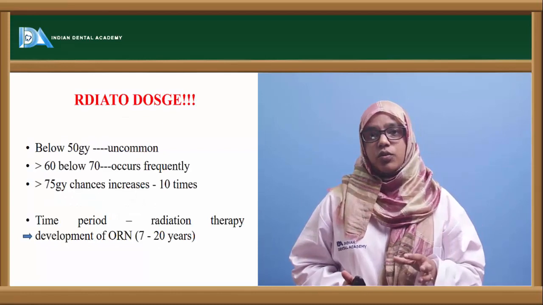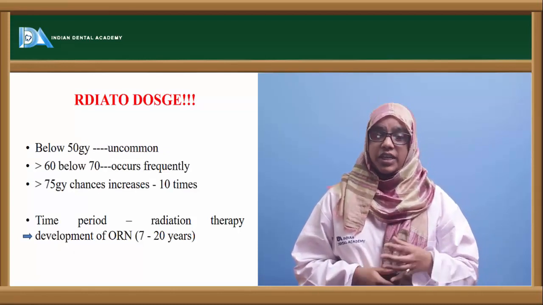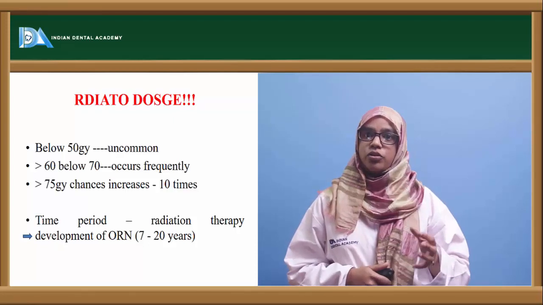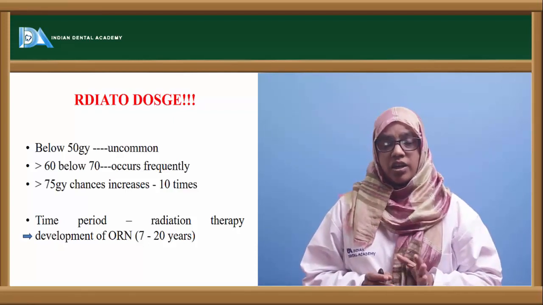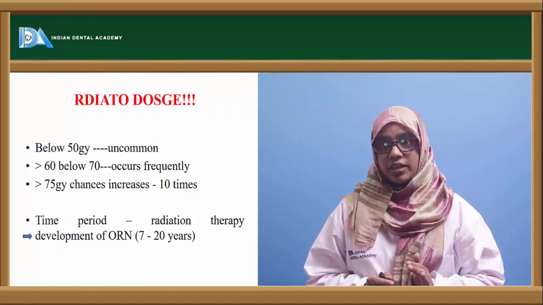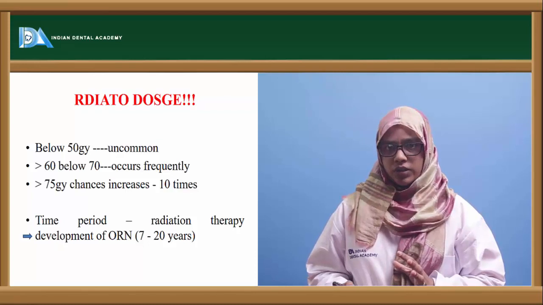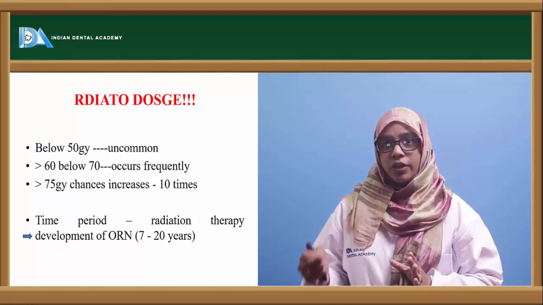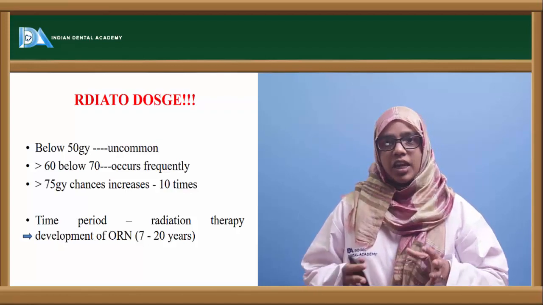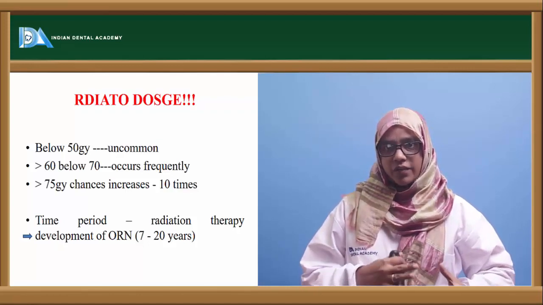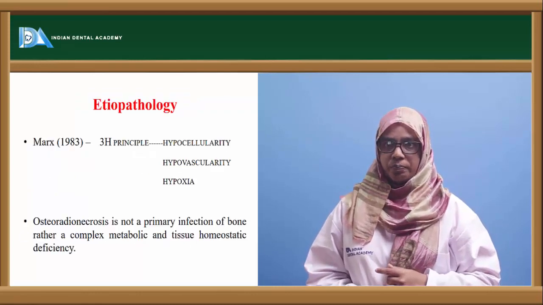Now, radiation dose also plays a very important role in causing osteoradionecrosis. It is said that radiation exposure below 50 curie does not cause any problem. If it is more than 60 and below 70 curie, it can cause osteoradionecrosis. But if it is more than 75 curie, then the chances increase 10 times. Then the time period between irradiation and development of osteoradionecrosis is between 7 to 20 years.